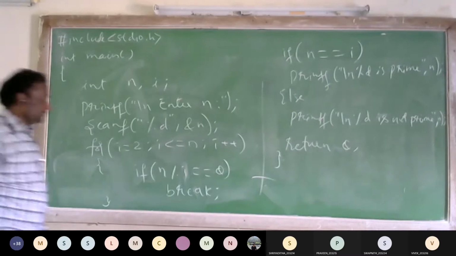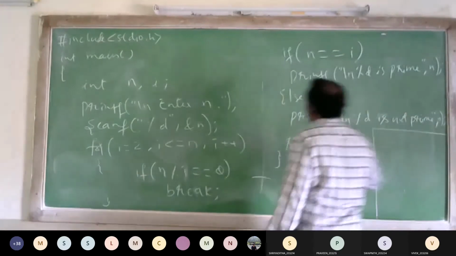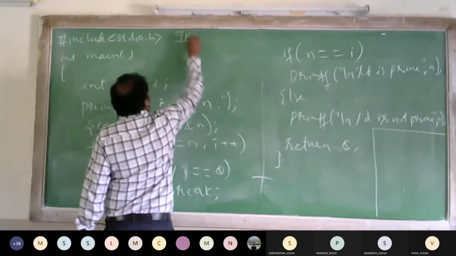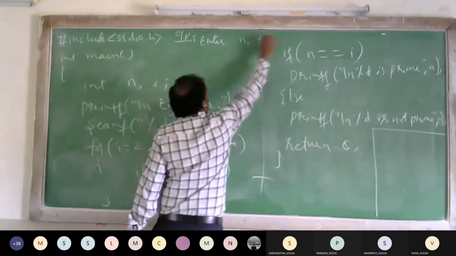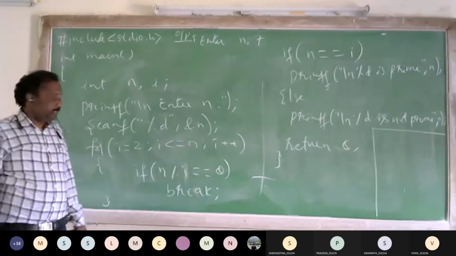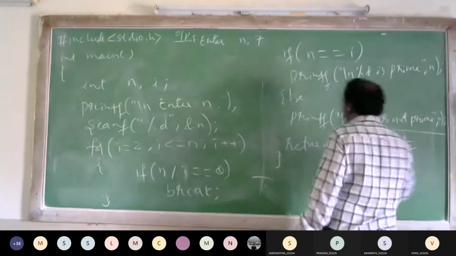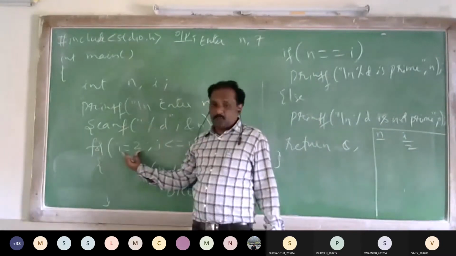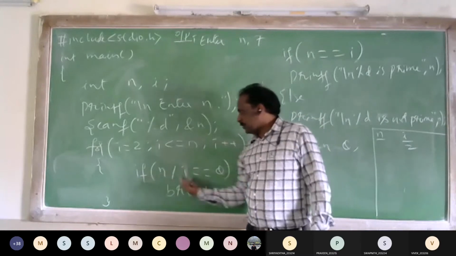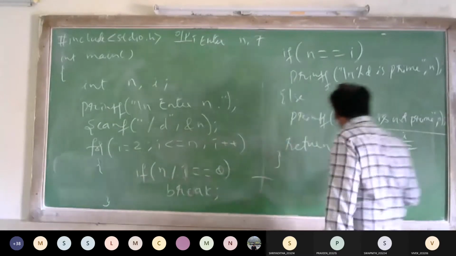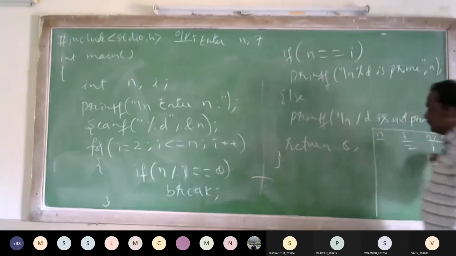Now we shall trace this one. Output: Enter n. Say that I have entered the n value as 7. Now n is 7. I am starting with 2. 2 is less than or equal to 7? Yes. Inside, n modulus i. What is 7 modulus 2? 7 modulus 2 is 1.